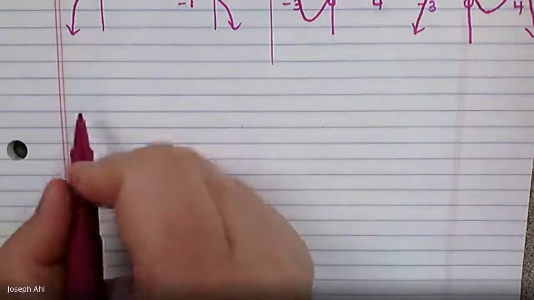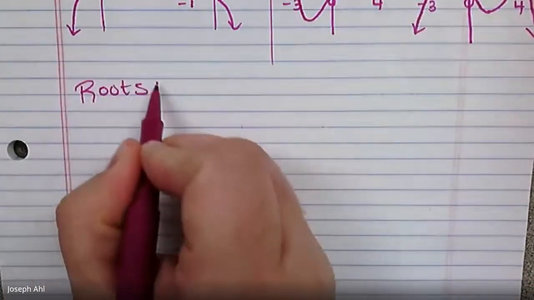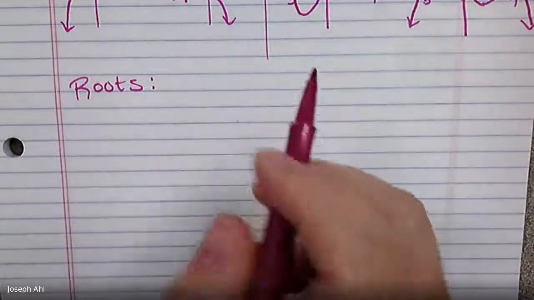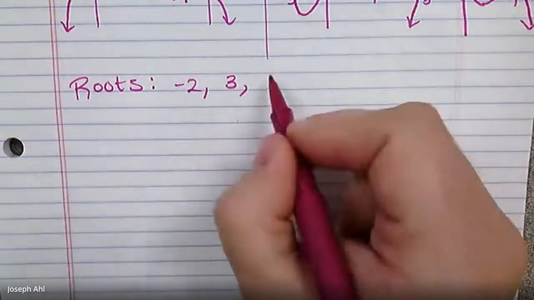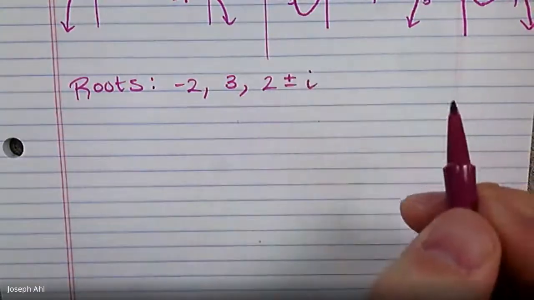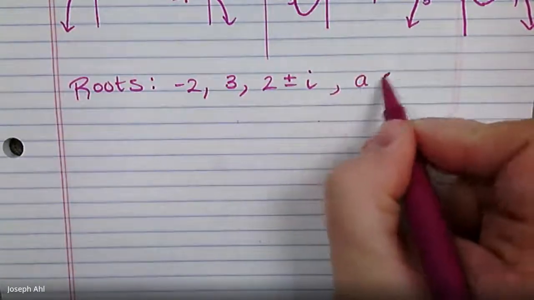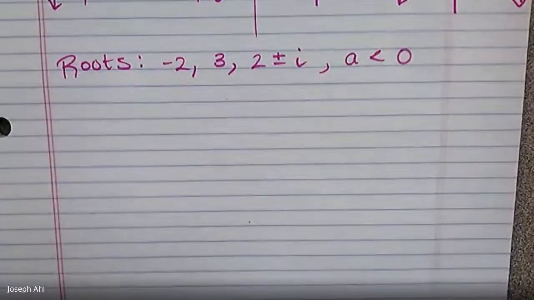Let's just do maybe one more. We'll do another one with 4 roots. So if I gave you that the roots are at -2, 3, 2 plus or minus i, and I tell you that a is less than 0. So I won't do both cases this time. We'll specifically look at a being negative.